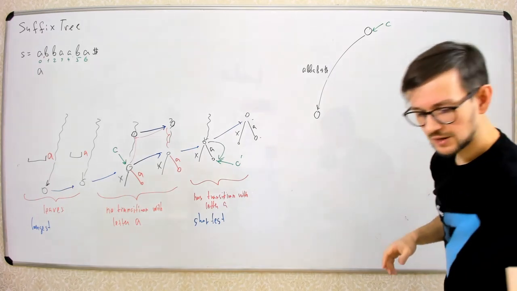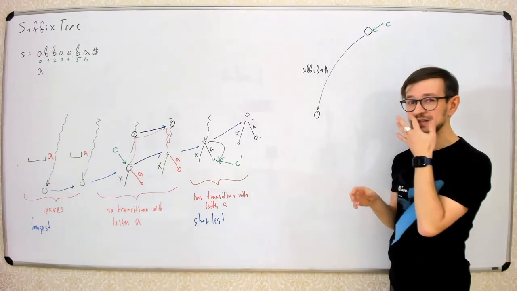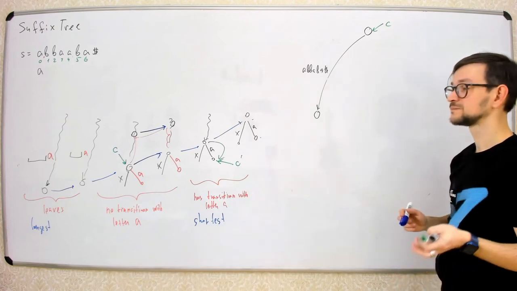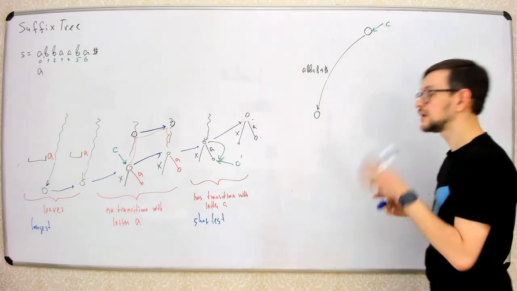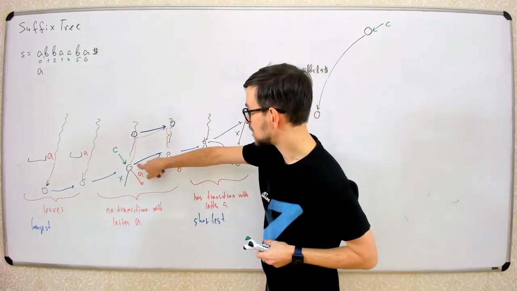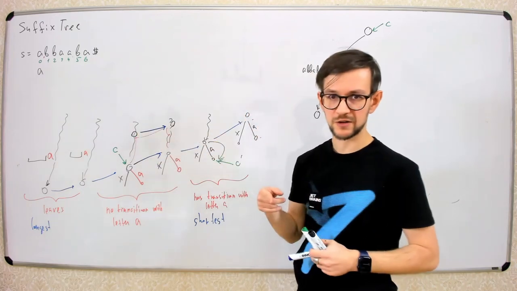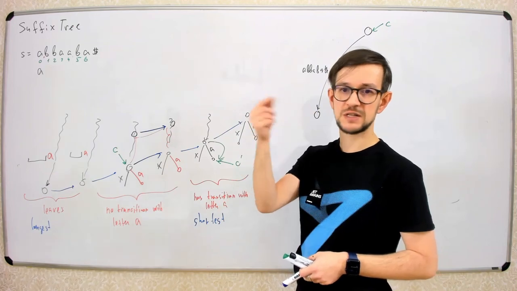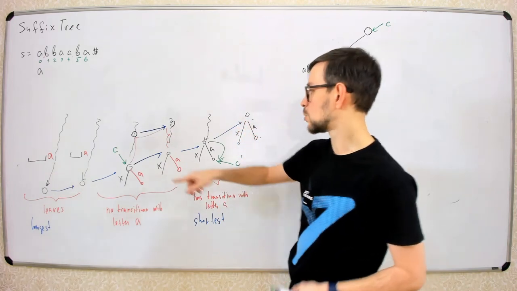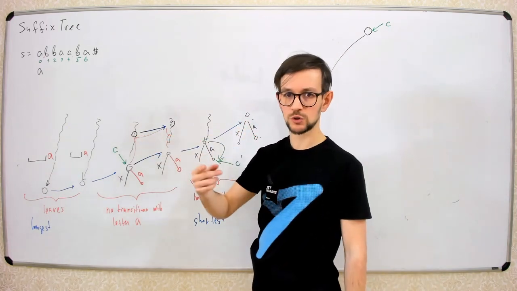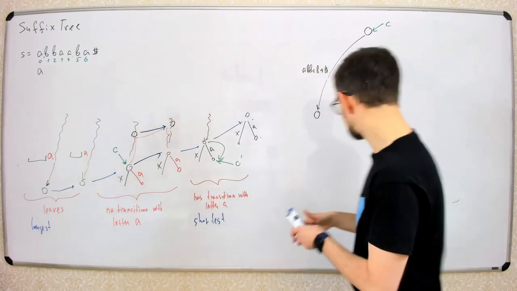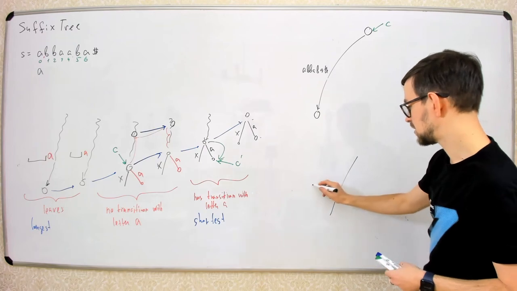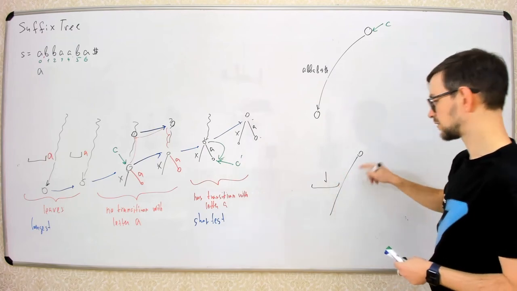Okay, yes. I missed this part. Okay, let's fix this. In this part I just used the suffix links from my parent. It may happen that your parent is actually a root, and you don't have suffix links for the root. So when your parent is actually a root, it's a little bit different.